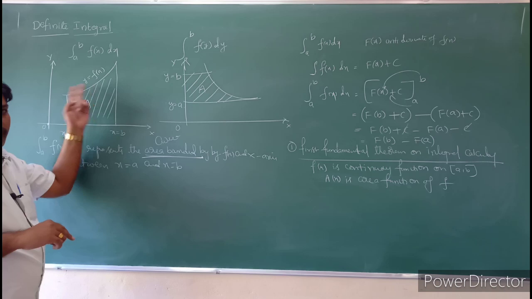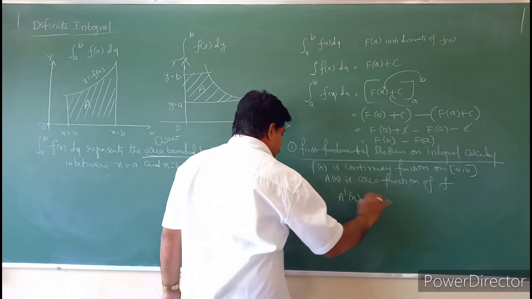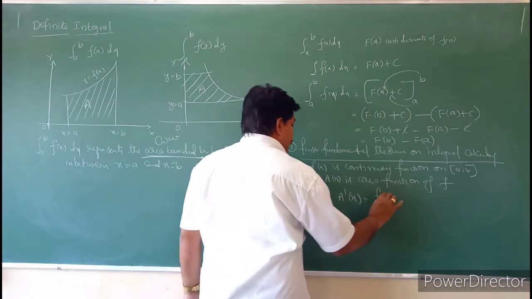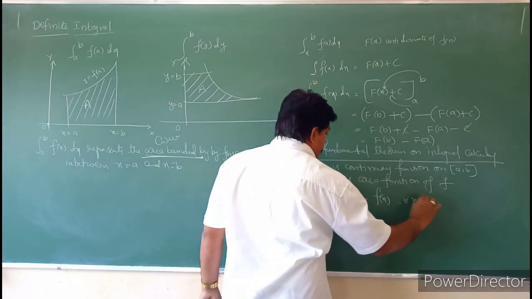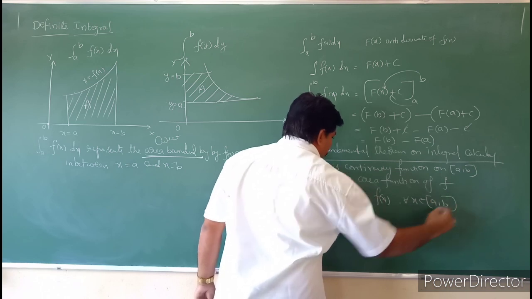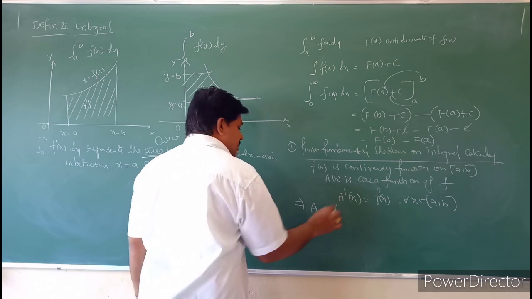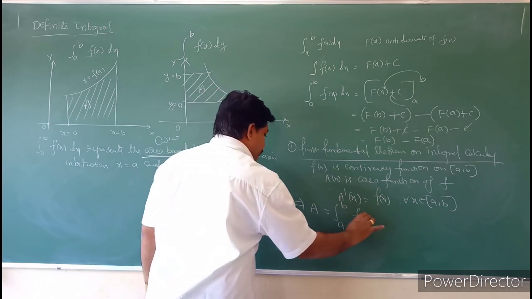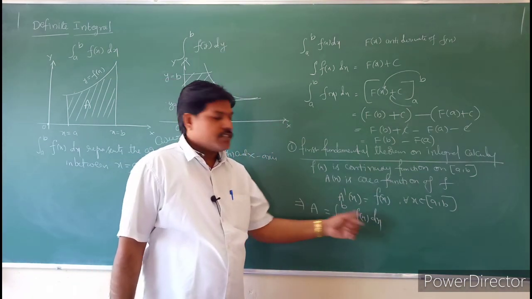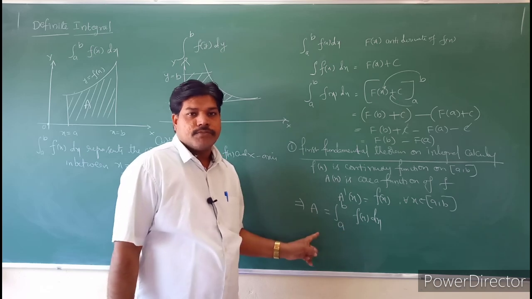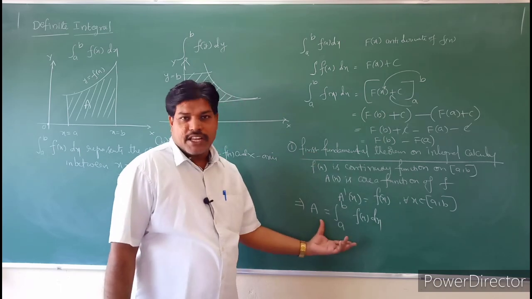So this curve covers the area. What is that function? A of x of f. Then A dash of x can be written as f of x, for all x belonging to [a, b]. And also this implies that the area is nothing but the integral from a to b of f of x dx. The total area from a to b, you will get a value by using this. This is the first fundamental theorem on integral calculus. It represents the area. That is the meaning.